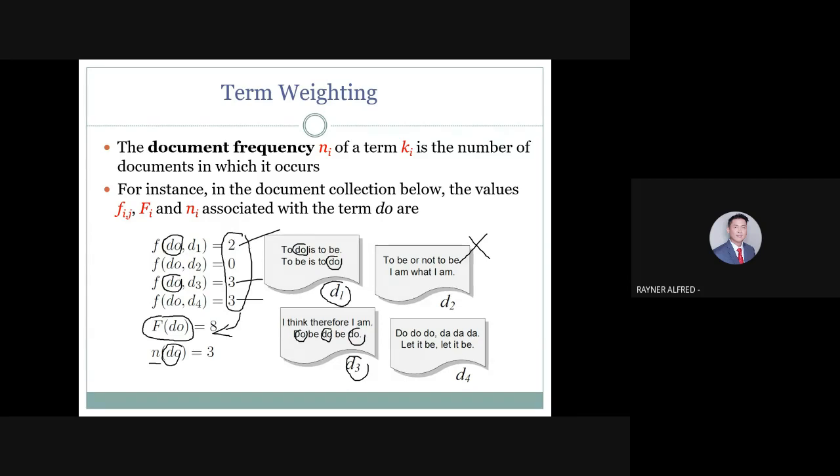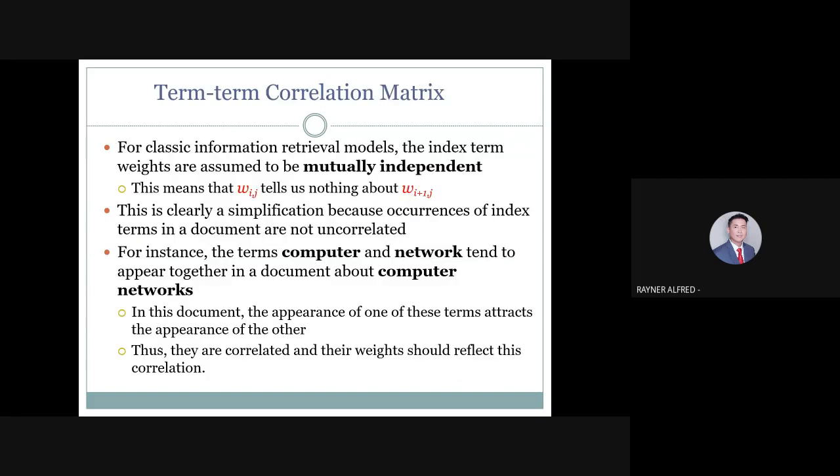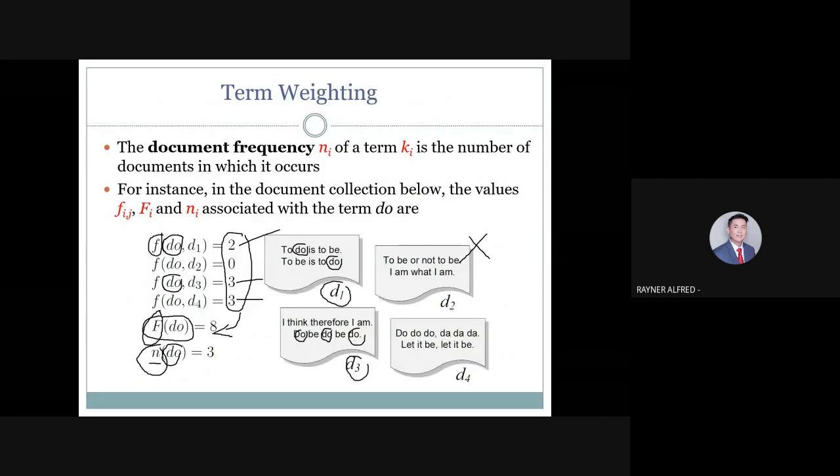So we have to be able to differentiate: the small f here refers to the frequency of that keyword in the document, and the big F here refers to the total number of occurrences of this keyword do in all the documents. And N here refers to the total number of documents that consist of the word do. Okay, so can you understand?